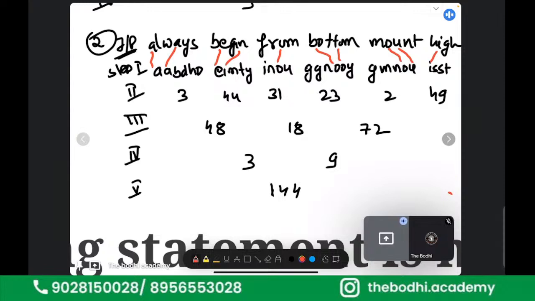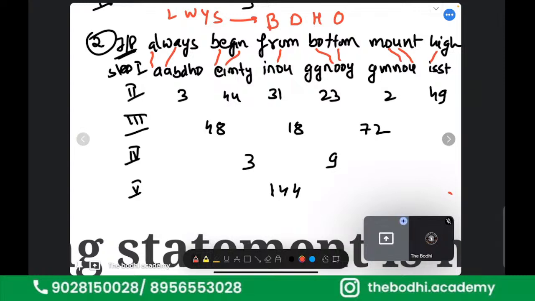We have B, D, H, O. Now what is the relation between L, W, Y, S, and B, D, H, and O? How to get B, D, H, O from L, W, Y, S? Is there any trick or any logic? Yes, we do have a logic.